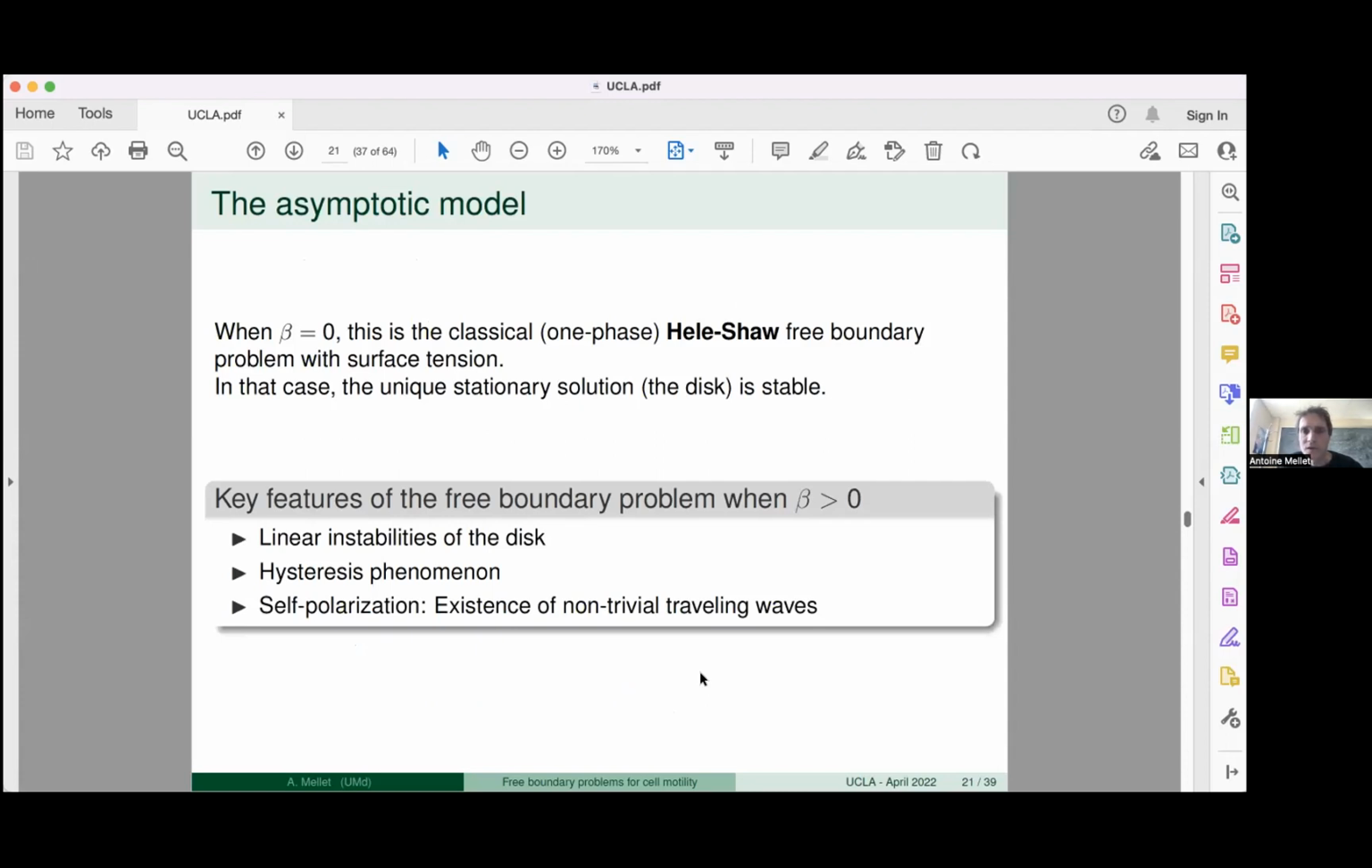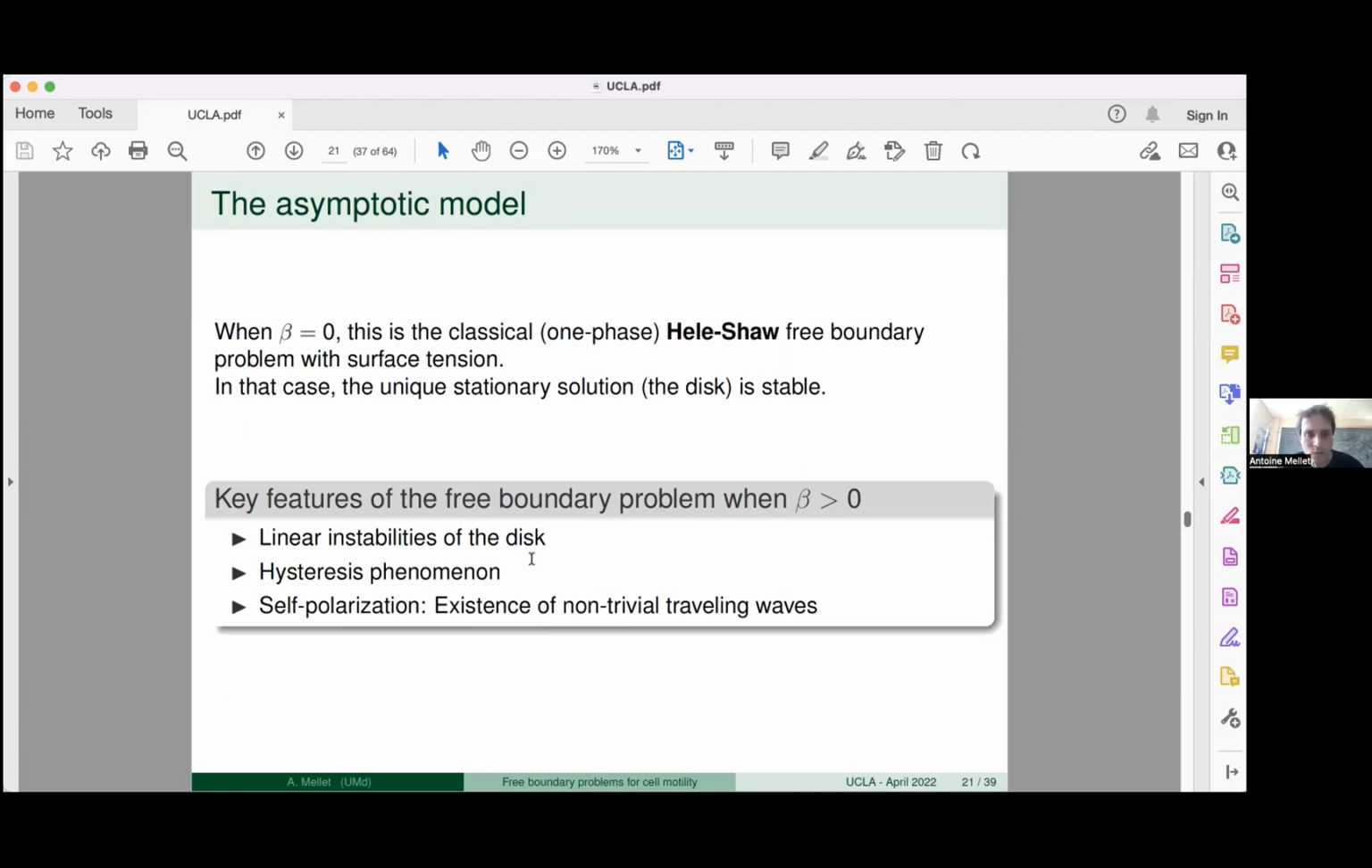When beta equals 0, this is a classical Hele-Shaw problem, right? There's no issue. So what I claim now is that when beta is positive, this problem has all the features that we wanted. It has, of course, linear instabilities, but also what I call here hysteresis phenomenon and self-polarization, so the existence of non-trivial traveling waves. I explained already self-polarization, this idea of non-trivial traveling waves.